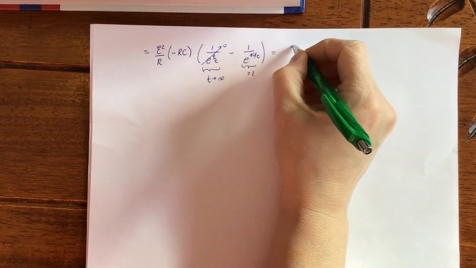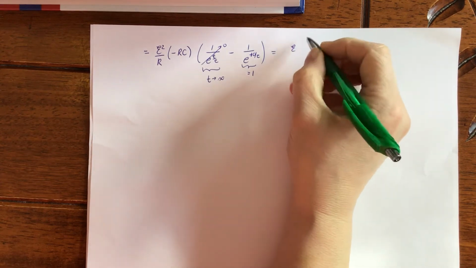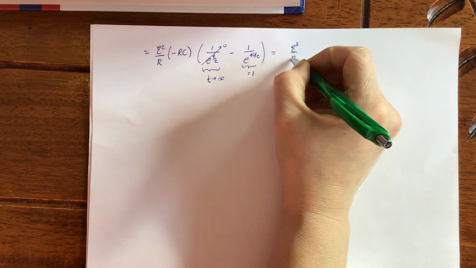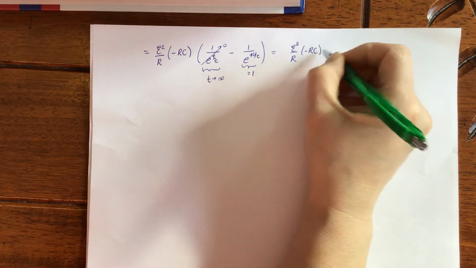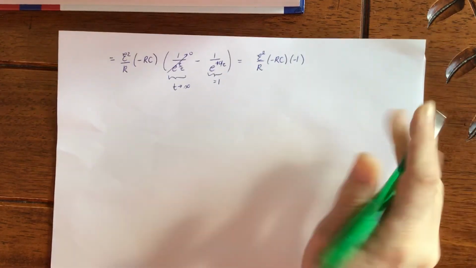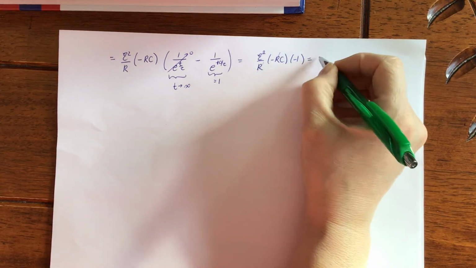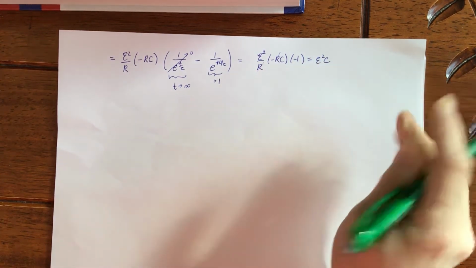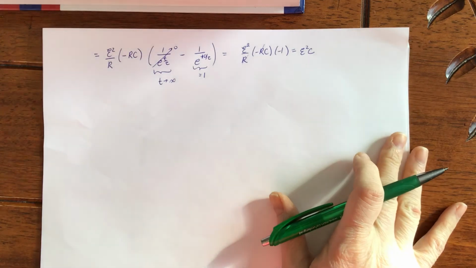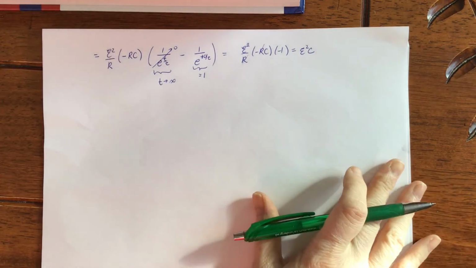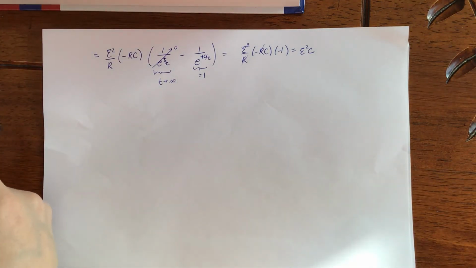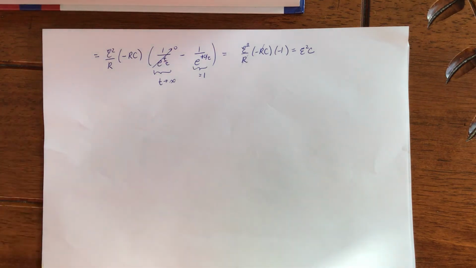We get epsilon squared over R times minus RC times minus 1. Let's see, those R's cancel. Minus times minus is plus, and we get epsilon squared times C. There's the total energy supplied by the battery, and that's our answer to part B. Next, in parts C and D, we'll find the energy dissipated by the resistor and the energy stored on the capacitor.